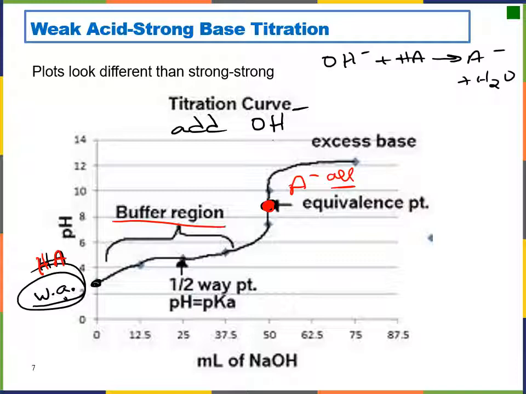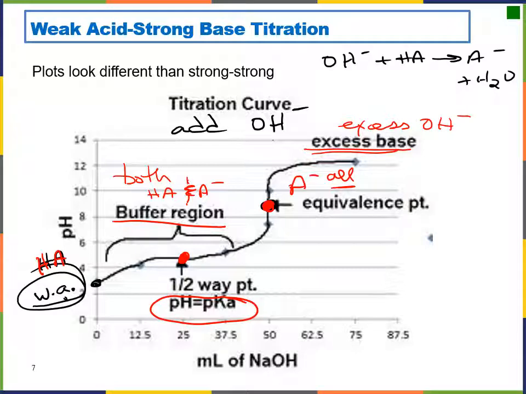In the middle, we're going to have a buffer because we're going to have both HA and A minus, which gives us a completely different set of problems. After we go past the equivalence point, we're going to have strong base in excess, and we're going to have excess OH minus. The only way to do these is just to walk yourself through them very slowly and carefully, realizing that our magic point on this curve is halfway, and halfway pH is equal to pKa, and you don't have to do the math.